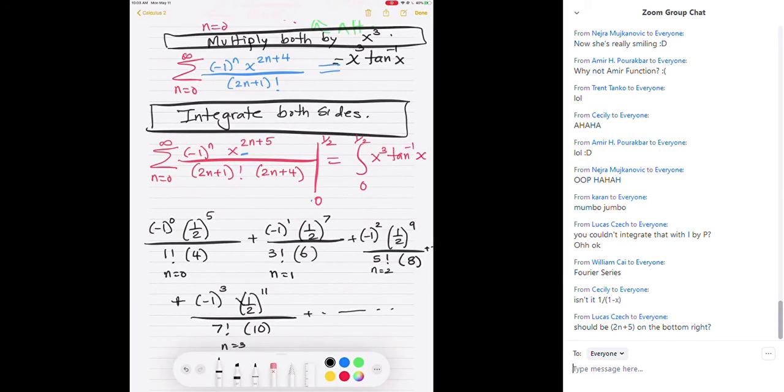Oh, so it is 2n plus 5, you're right. So this should be 2n plus 5. So I just have to go one up. So this is going to be 5 then. This is 7, this is 9, and this is 11. Yes.